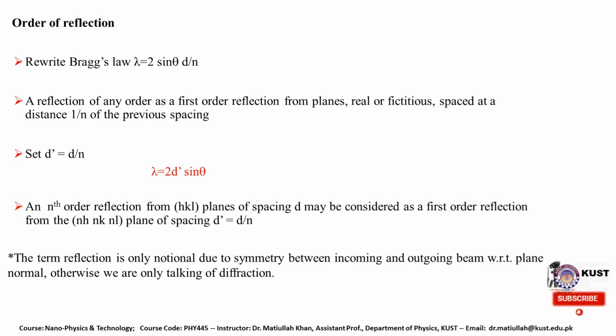So for the order of reflection, we can write Bragg's law as lambda equal to 2 sine theta into d divided by n. So a reflection of any order is like a first order reflection from planes, real or fictitious, spaced at a distance 1 over n of the previous spacing. So with lambda equal to 2d sine theta, the nth order reflection from HKL planes of spacing d may be considered as a first order reflection from the nh, nk and nl planes of spacing d over n. So this is the particular discussion on that.